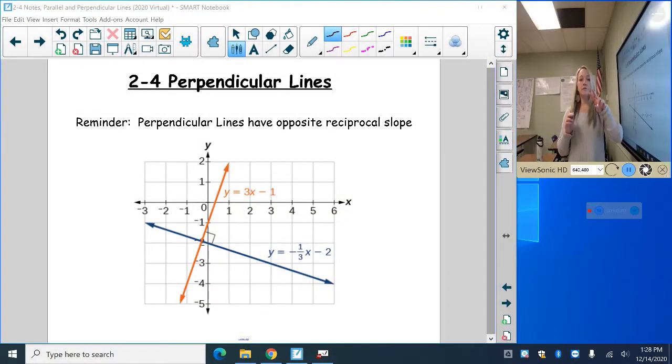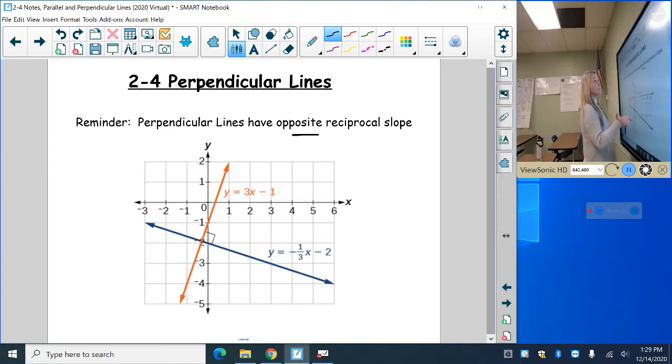Okay, in video 2, we're going to continue talking about lines, but now we're going to switch from parallel lines to perpendicular lines. Parallel lines we know have the same slope. Perpendicular lines we talked a little bit about in the last video have opposite reciprocal slopes. Okay, and we need to remember what those are.